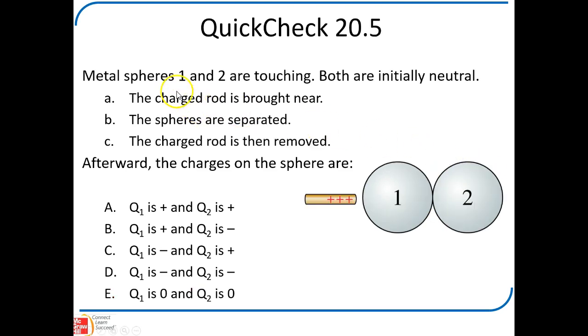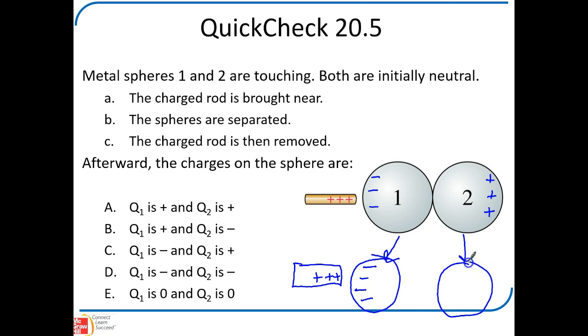For 20.5, it says metal spheres 1 and 2 are touching. They're both initially neutral, so they both have positive and negative charges. Our charged rod is brought near, so here we go. We've got these negative charges on this side, positive charges then on this side. And now I'm going to separate the two before I move this rod away. So I'm going to leave the rod, it's still positive. I have this negative sphere now. And then I've separated it, and now I've got a sphere on this side which has an excess positive charge.